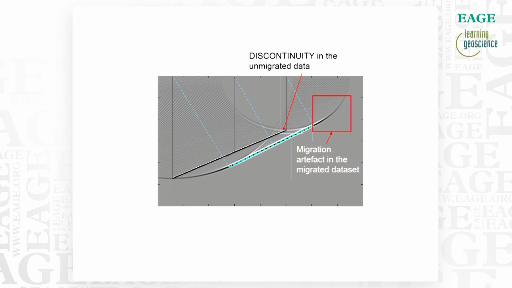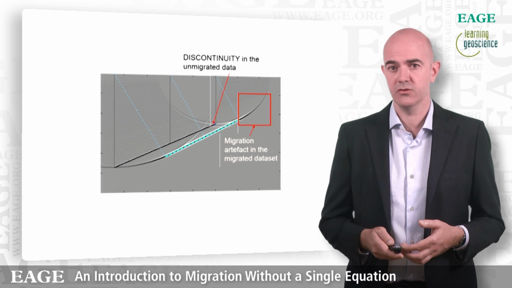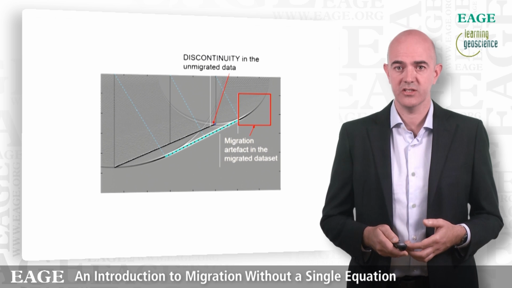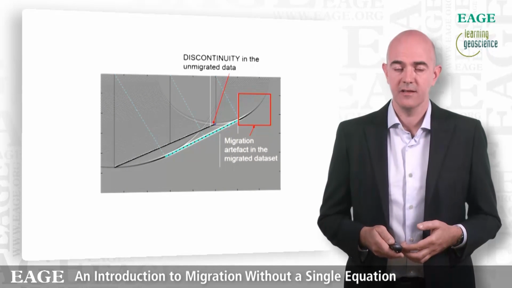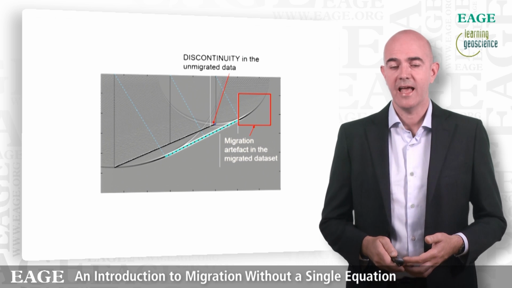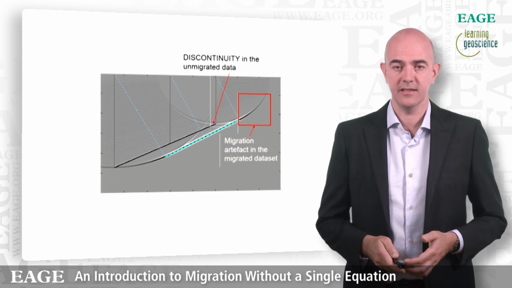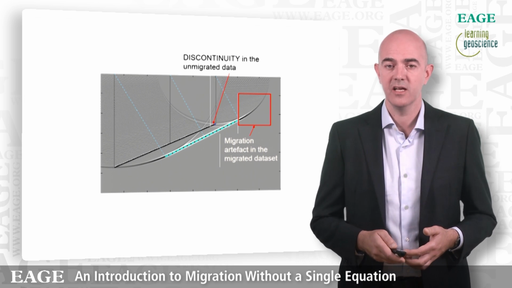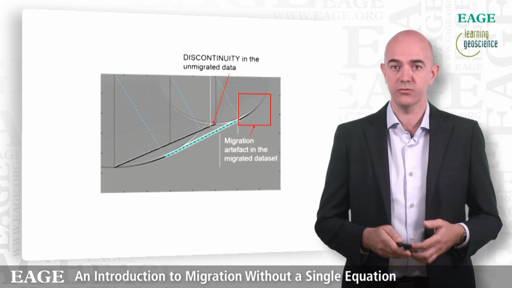But also, at the edge of this migrated image, you see some artifacts. I'm pointing to the one on the right, but there is one also on the left. And the origin of this is that our unmigrated data have an abrupt termination. This is not physically plausible. Anything in the recorded data that has no physical justification will create big artifacts, even if it's just an amplitude variation due to noise.